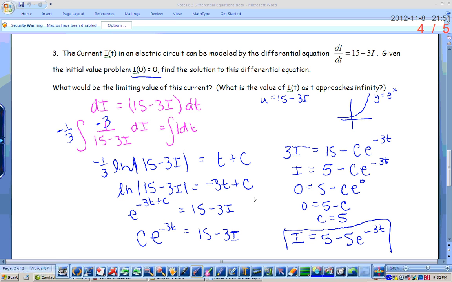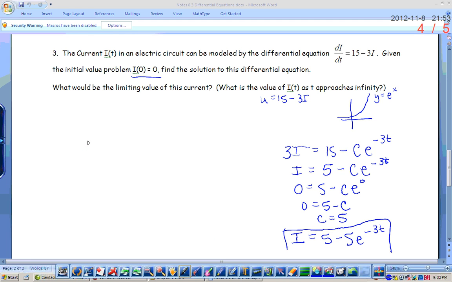All right, there's actually a second part to this problem, and it says what would be the limiting value of this current? Or in other words, what is the value of I of t as t approaches infinity? This is just a limit problem. What's the limit of I of t as t approaches infinity? So it's asking me to take the limit as t approaches infinity of 5 minus 5e to the negative 3t power. And this may seem a little bit scary, but it's really not that bad.